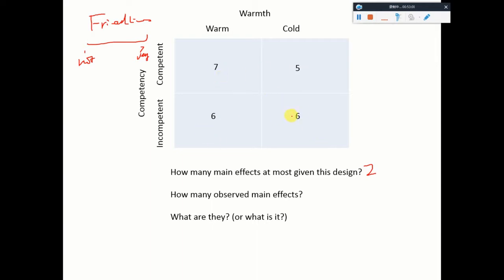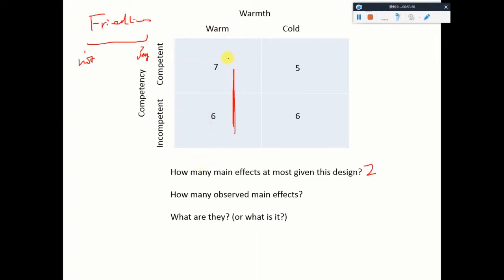So these four scores are the four condition means. 7 is the mean for this condition, warm and competent. 5 is the mean for this condition, when Mike or Aaron is described as cold and competent, etc. Let's say now we wanted to determine whether or not there's a main effect for warmth. How do we do it? Let's figure out how many conditions there are constituting the warm condition. Very easy, there are two. In both these conditions, Aaron is described as warm competent, warm incompetent.